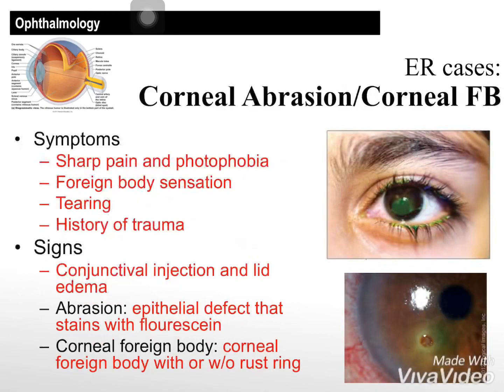Usually, the patient would complain of foreign body sensation. It's like they're feeling a grain of sand inside their eye. The pain is usually sharp, and sometimes, if there's an abrasion of the epithelium of the cornea, the patient will report to you photophobia. Now, what are the signs that you see? The most common are conjunctival injection and eyelid edema.